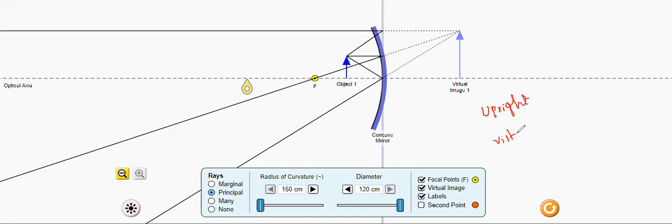virtual and erect and it is magnified. Is it right? So these are the properties of image when object is placed in front of the concave mirror at different positions. Okay. We'll continue this video for the convex lens in the next session.